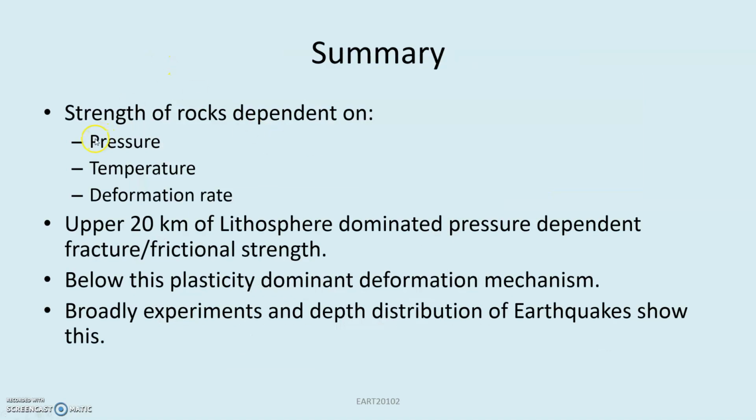So to summarise, the strength of rocks is dependent on pressure, it's dependent on temperature, and it's dependent on deformation rate. And so we can build up these strength profiles, and the upper 20 kilometres of the lithosphere is dominated by pressure-dependent fracture and frictional strength. And below this, plasticity is the dominant deformation mechanism. And broadly, experiments and depth distribution of earthquakes show the same picture. So we've done experiments to measure the strength of rocks, and we can measure the depth distribution of earthquakes, and they largely predict each other.